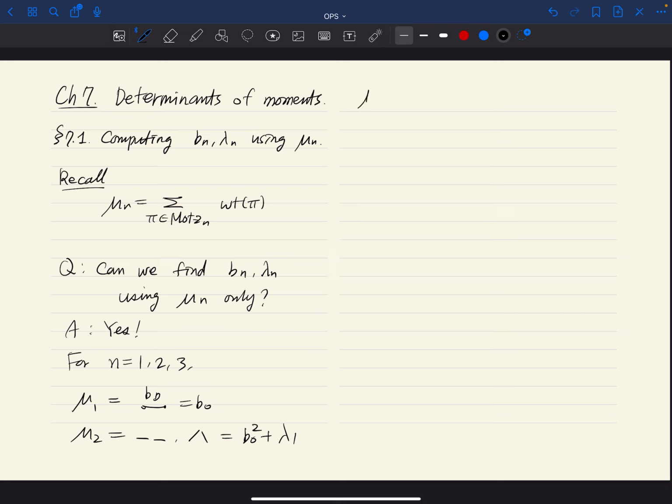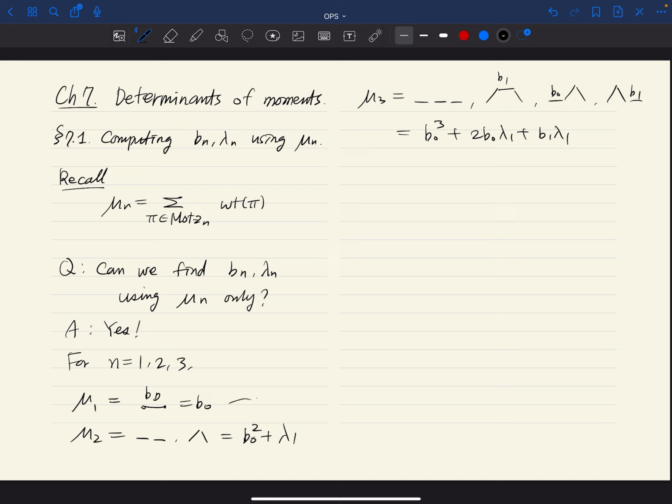And for mu 3, we have this or this. I think that's all. So it's like b0 cubed, 3b, oh no, not 3, 2 b0 lambda 1, because b0, b0, but this is b1, lambda 1, b1 lambda 1. We have things like this. But even with this, we can compute the first few b's and lambdas.